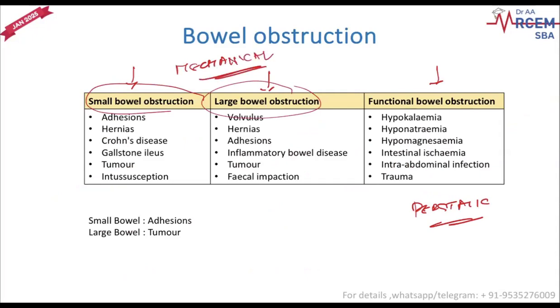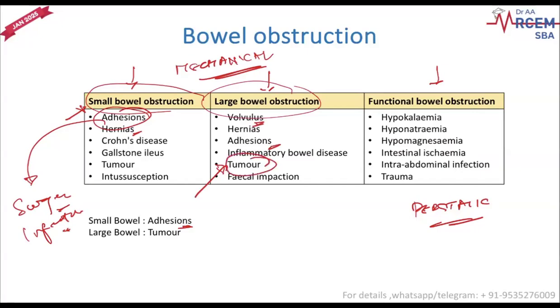What is the most common mechanical obstruction which can happen for a small bowel? It is adhesions. Adhesions usually happen because of a previous history of surgery, or any previous infections of the abdomen can cause adhesions. Followed by hernia, which is the second most common cause for bowel obstruction. In large bowel obstruction, tumors are the most common cause. Volvulus and adhesions can also cause it, but the most common is the tumor, which you need to remember.